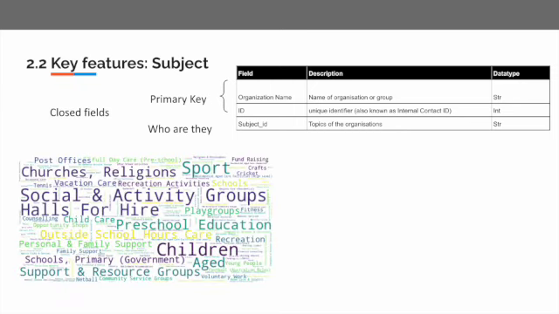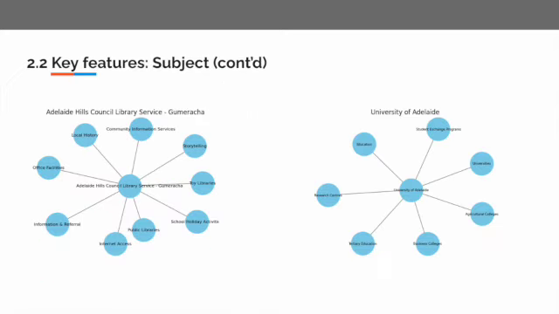As we look at the word cloud, we observe that organizations focused on social and activities, churches and religious, children, service, and sport-related entities form the predominant clusters. Take Adelaide Hills Library and University of Adelaide as examples. They both have their set of predefined topics or subjects, and these are considered closed fields. This database formed the bedrock of the project.